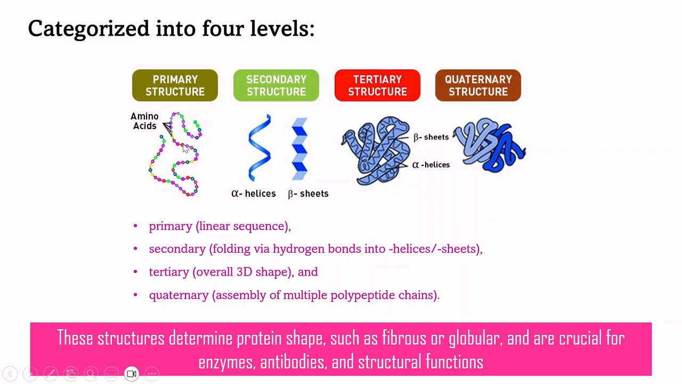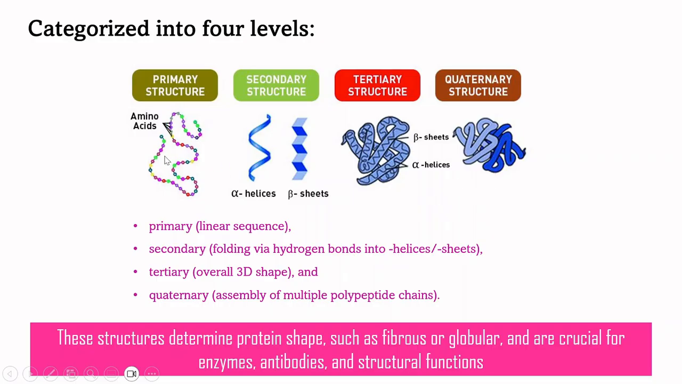One is the primary structure, which consists of the linear sequence of amino acids. Second is the secondary structure, where the primary structure is held together by hydrogen bonds. These secondary structures aggregate to form the tertiary structure, and the tertiary structures assemble to form the quaternary structure.